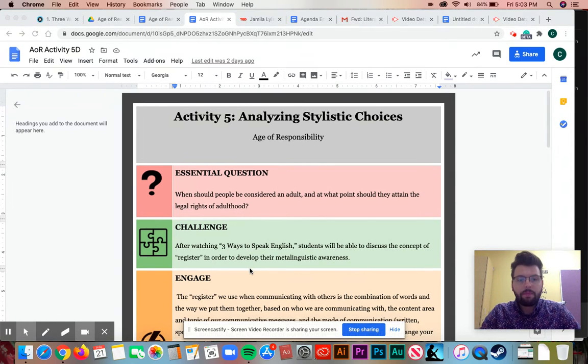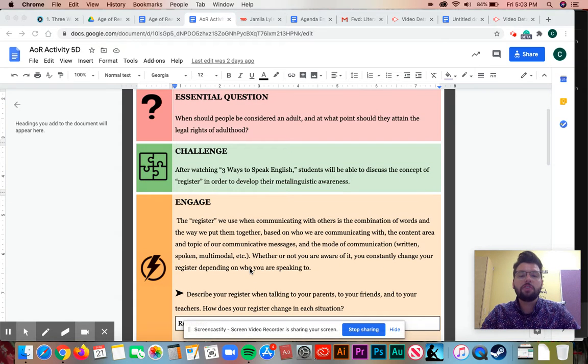So, the challenge for this activity is after watching the 3 ways to speak English, which is a really interesting TED talk, you guys will be able to discuss the concept of register in order to develop metalinguistic awareness. And meta being big, many, and linguistic being language, right? There's multiple layers of language, there's multiple ways of saying something, multiple ways of speaking, and in that same vein, multiple ways of interpreting and multiple ways of understanding.